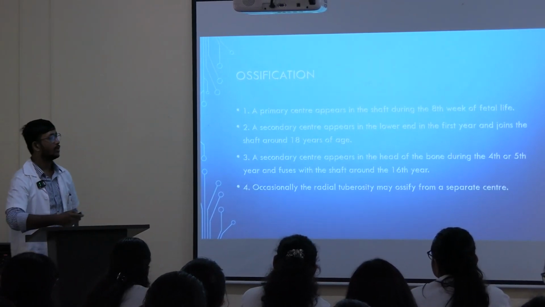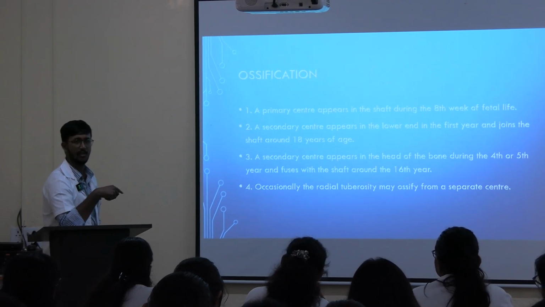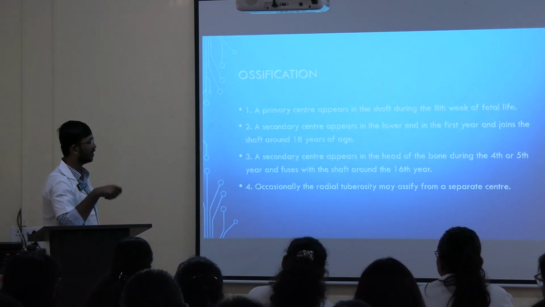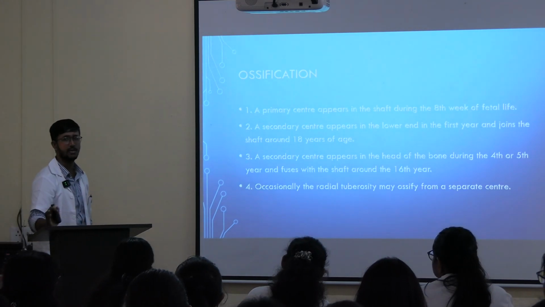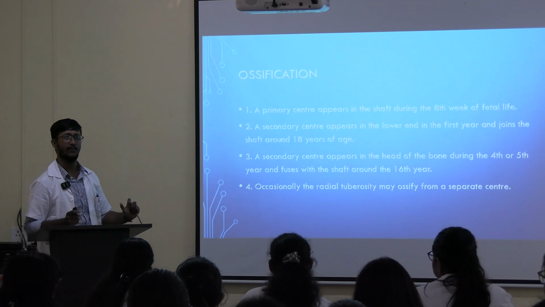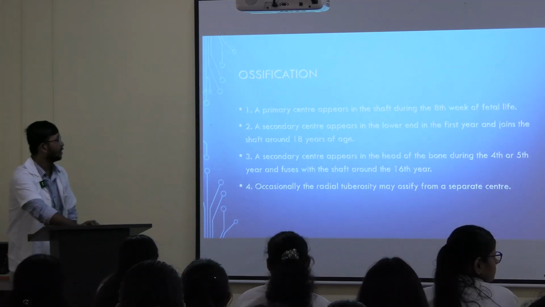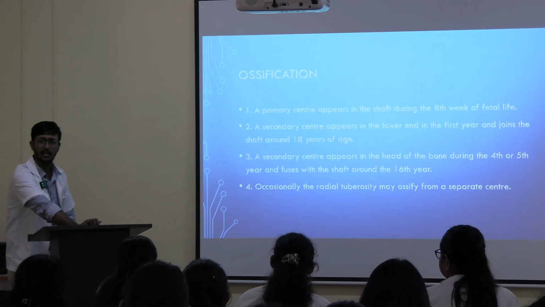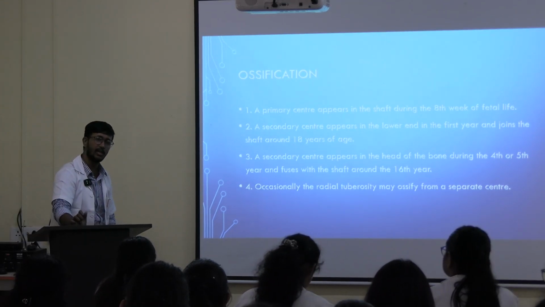Formation of bone. There is a primary center and a secondary center, and there is also another center for the radial tuberosity, which occasionally, in rare instances, ossifies. The primary center is usually seen in the in utero life.